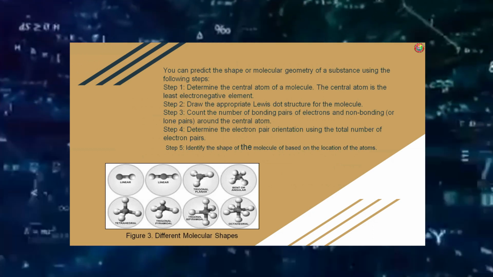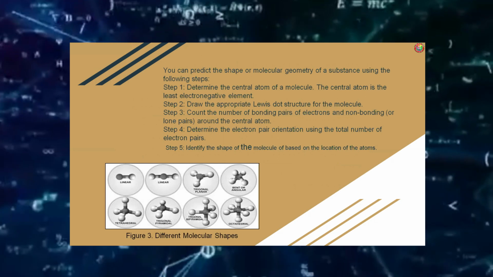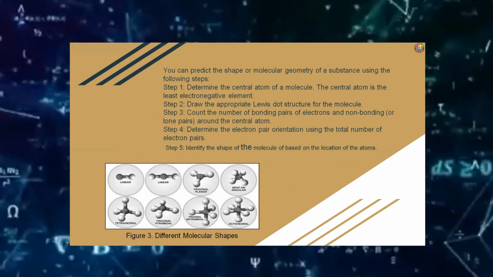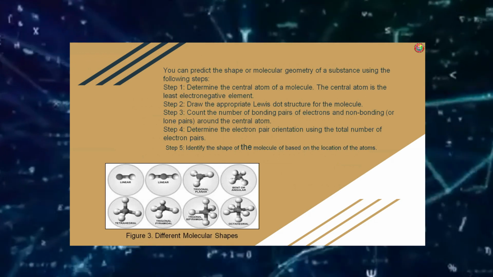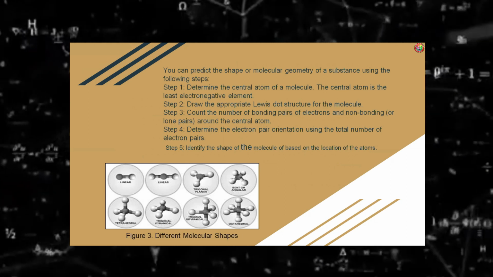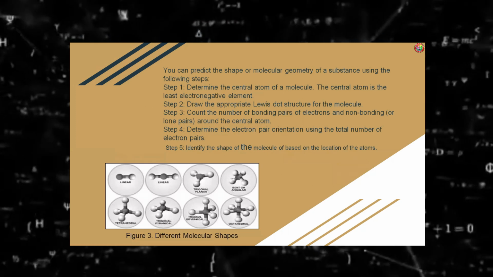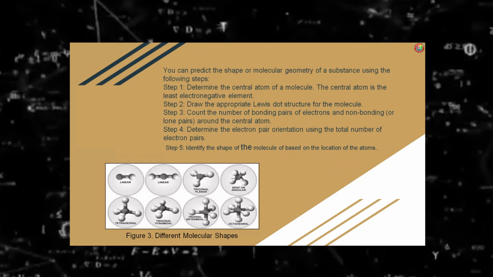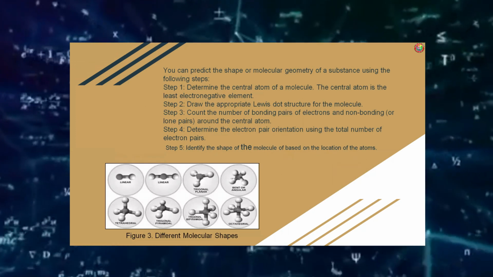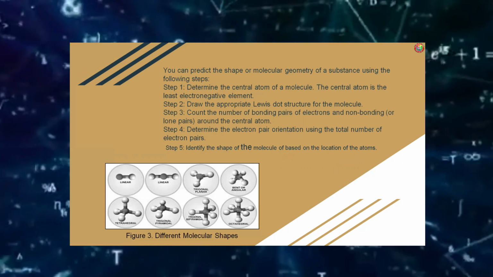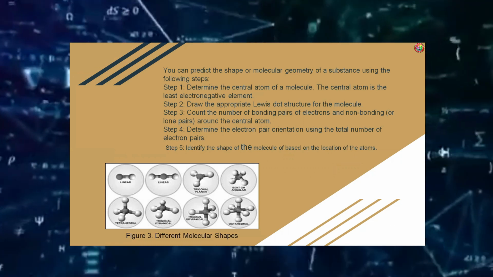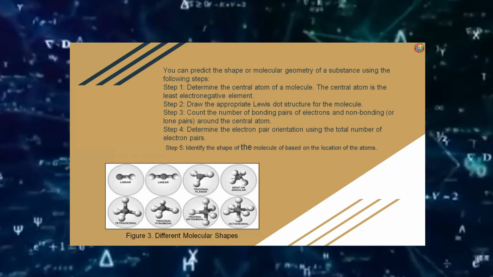Step 2. Draw the appropriate Lewis dot structure for the molecule. Step 3. Count the number of bonding pairs of electrons and non-bonding or lone pairs around the central atom. Step 4. Determine the electron pair orientation using the total number of electron pairs. Step 5. Identify the shape of the molecule based on the location of the atoms.